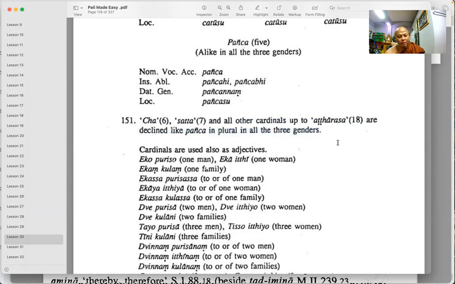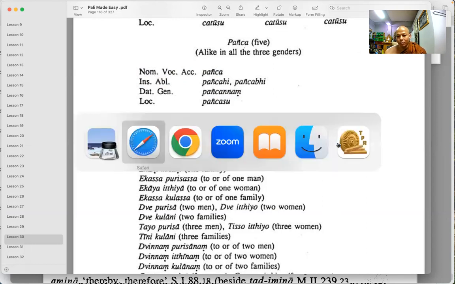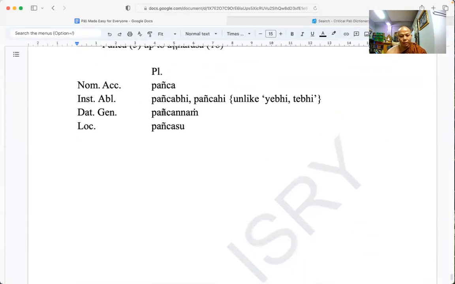So now the other ones we skip. So 2, 3, and 4 can be different. So the first one masculine, and then neuter, and then feminine. Okay, all of them are just plural.